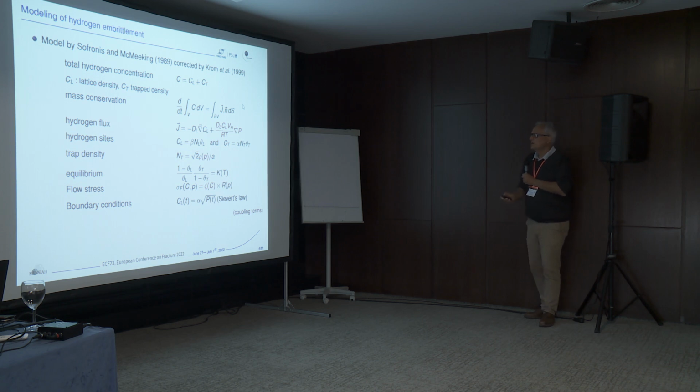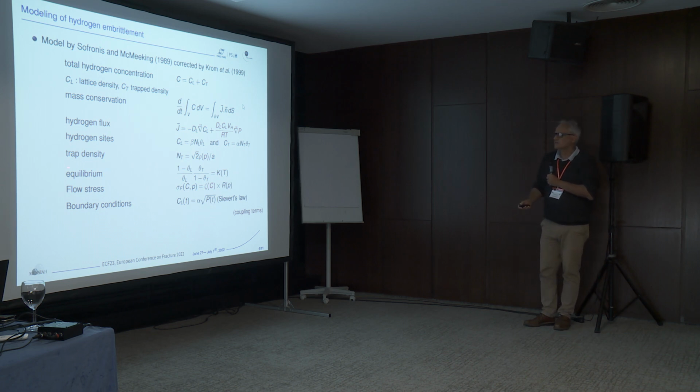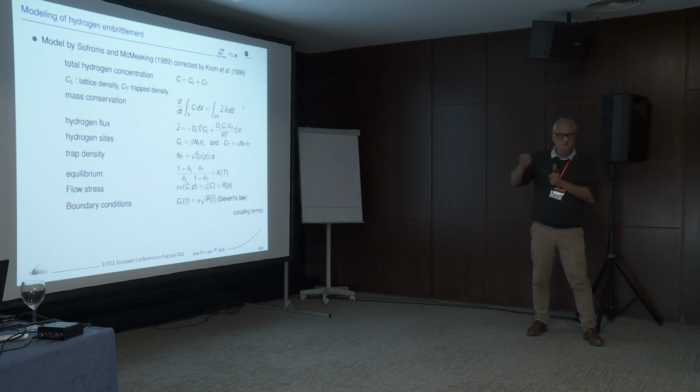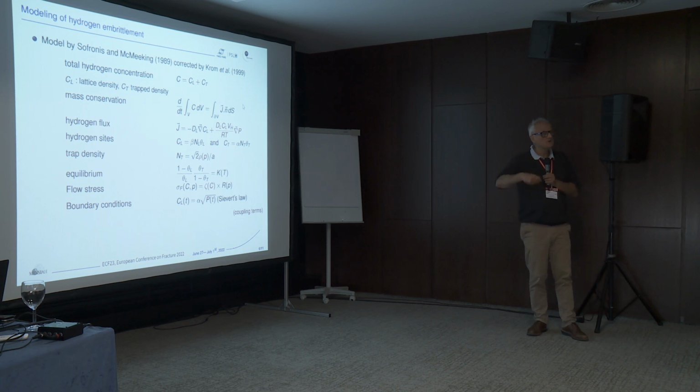That's fairly old. In red, I really outlined the coupling terms between diffusion and mechanical loading. As was already shown, pressure gradient influences the hydrogen or lattice hydrogen transfer. We have a coupling because the trap density is linked to the plastic deformation, and possibly the flow stress is also affected by the concentration of hydrogen, so that you get some kind of softening because more hydrogen is present in the material.